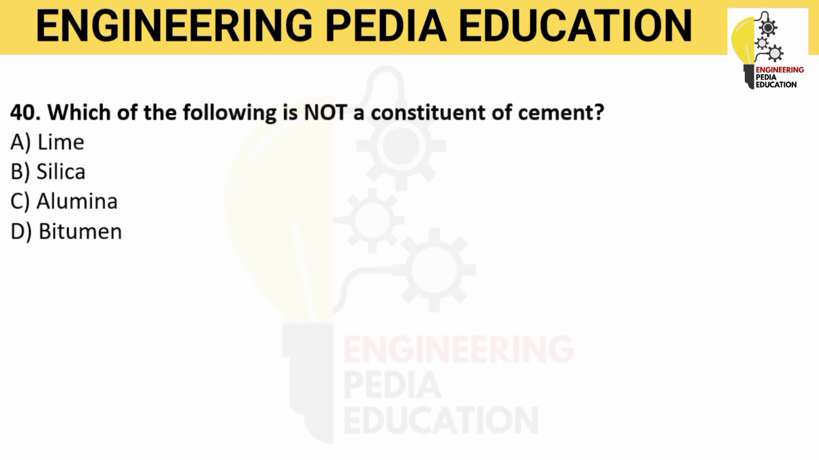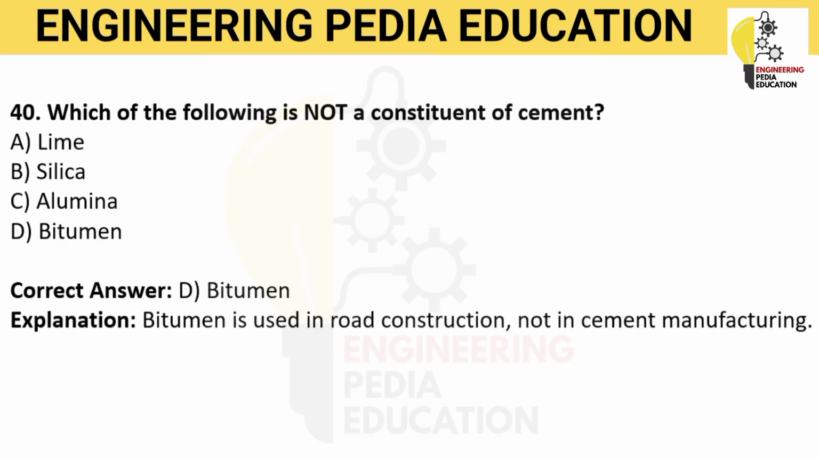Which of the following is not a constituent of cement? Lime, silica, alumina, bitumen. So the answer is bitumen. Bitumen is used in road construction, not in cement manufacturing. Bitumen is a black, sticky, highly viscous material primarily obtained from crude oil refining. It is commonly used as a binder in asphalt for road construction and roofing products because it is waterproof and adhesive in nature. Bitumen is the binding material; asphalt is a mixture of bitumen plus aggregate.